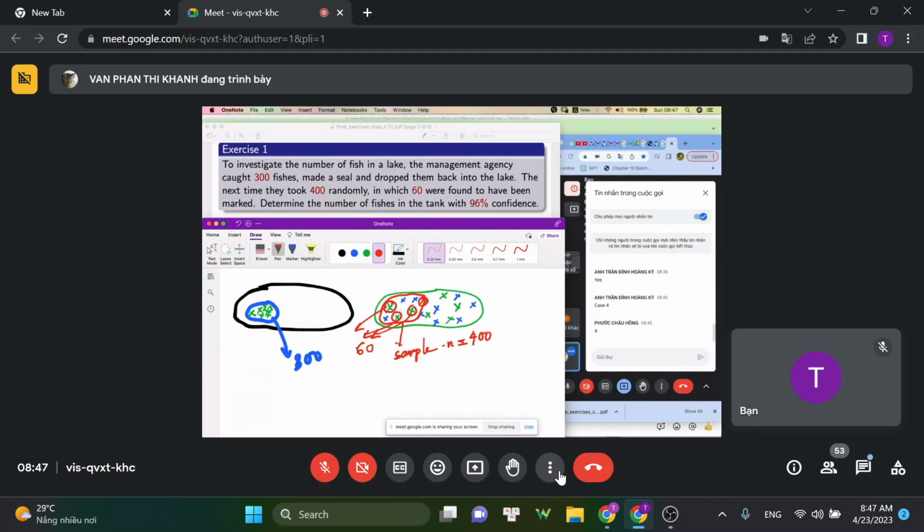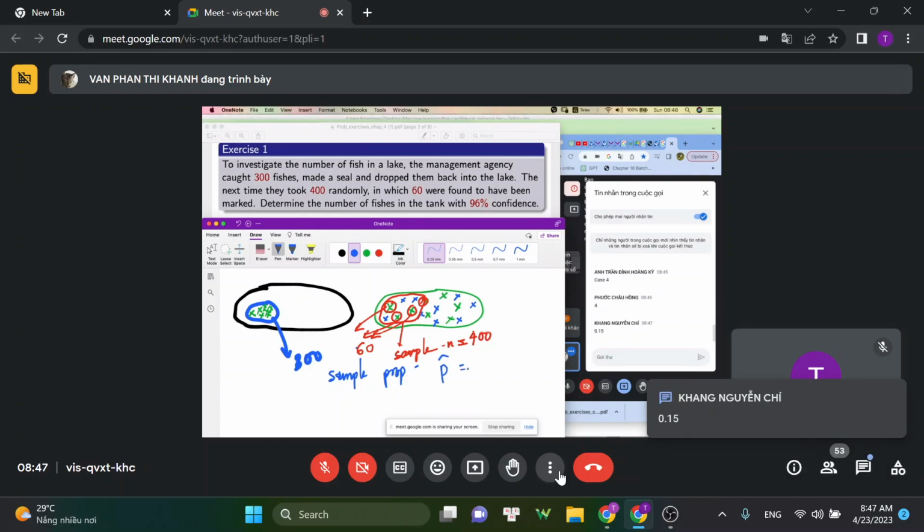Class, understand the idea here? Yes or no? Okay. So what is the proportion of fish that have been marked in my sample? So what is the sample proportion? The proportion of fish that have been marked in my sample, I denote by p hat. What is it? Yeah, it will be 60 over 400, right? This is my estimator of the population proportion.